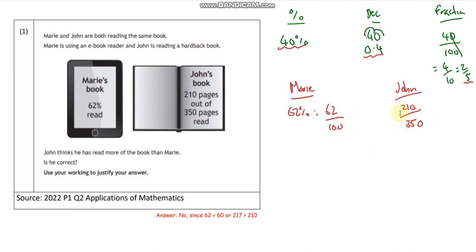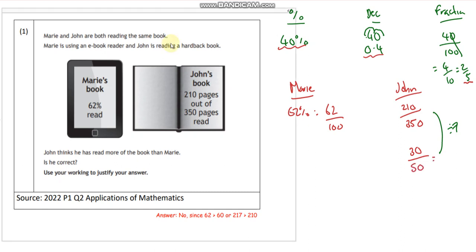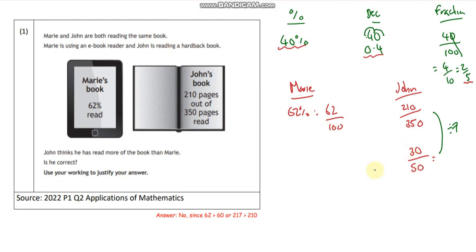Now if you look, you should be thinking 21 and 35 both divide by 7. So if I divide the top and bottom by 7, I'm going to end up with 30 out of 50. That means if the book was 50 pages long, he'd have read 30 pages. So if the book was 100 pages long, he'd have read 60 pages. Or that's the same as 60%. So this question is very much percentage, decimal, fractions. How do they compare? So who's read more?